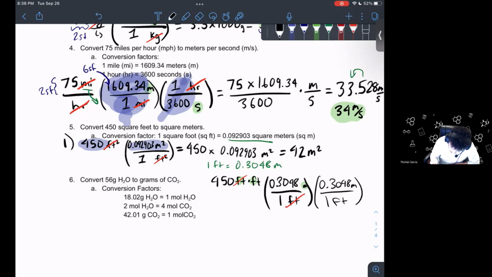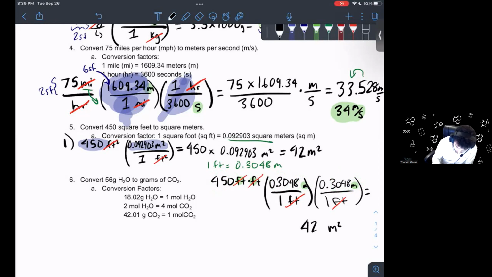3048 meters. This foot cancels with this foot, and now we have meter times meter. So our answer is going to once again be in meter squared. And when we do this math out, 450 times 0.3048 times 0.3048, we still get the same answer. We get 42 meters squared. So there's a lot of interesting ways to do this.